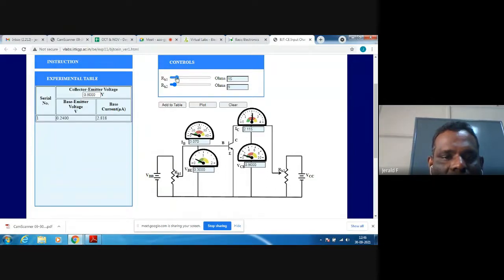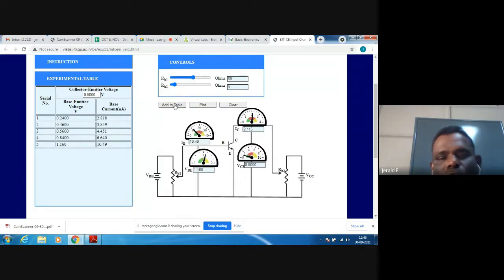Rheostat 1 should vary. Okay. So what is the value at the table? Next, vary the value at the table, and next vary the table at the value. Next we go to plot the graph.